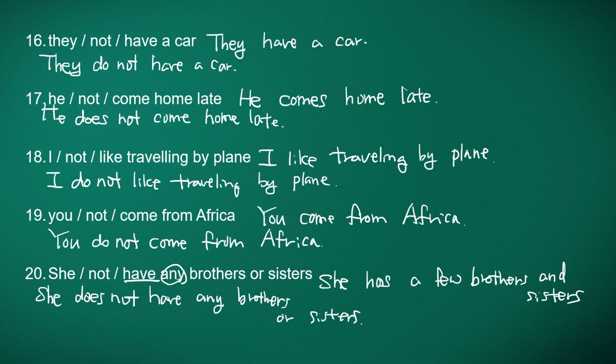Now let's go back to number 16. They do not have a car. Say they don't. They don't have a car. You can read it as "have a." They don't have a car. He does not. He doesn't.